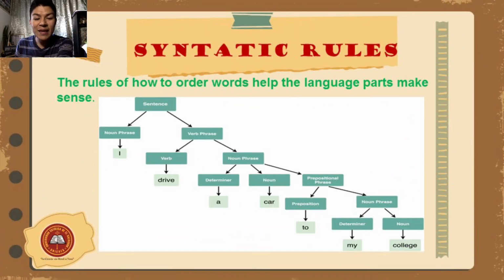Syntactic rules. In the case of the English language, there are some specific rules that we must follow in order to create proper syntax. These are the ones that help us make sense of the information that we convey. We use tree diagram representations, just like the one that we have here, in order to represent the internal construction of every sentence that we use in the English language. Now, let's see the most common syntactical rules that we have.